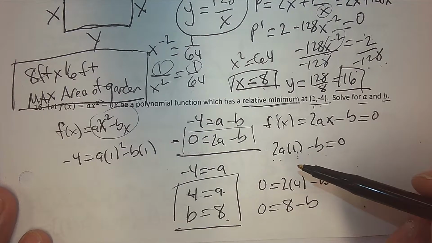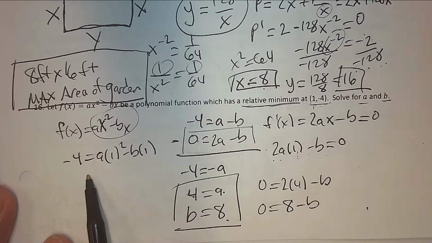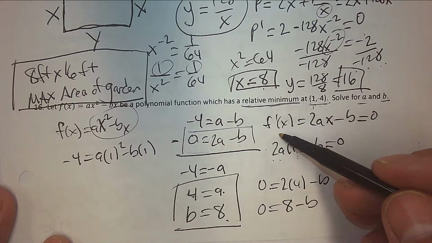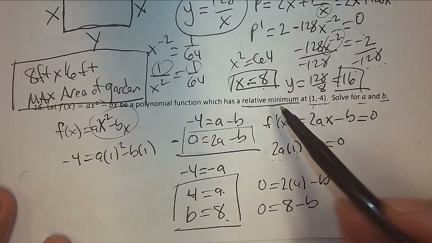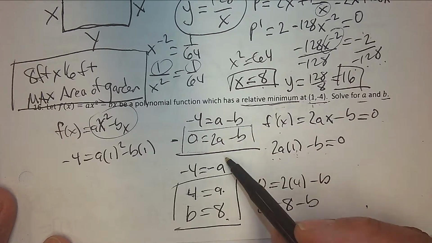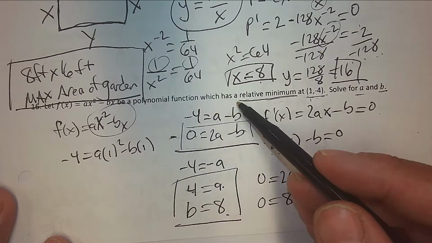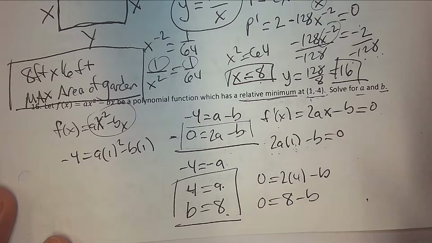So what did I do again? I first substituted x and y in to begin with, got an equation, took the derivative equal to 0, because that's how you find a relative minimum, used only the x coordinate, second equation. Now I have a little system, and I subtracted to eliminate the b, got what a equaled, go back and get what b equals, and then you're done.